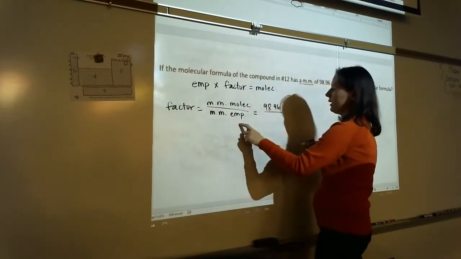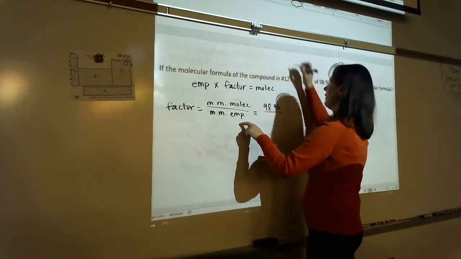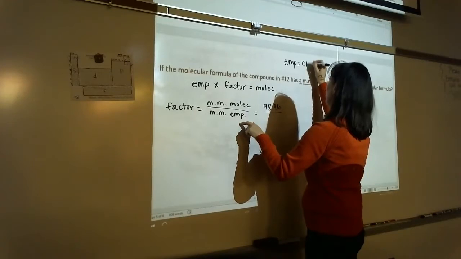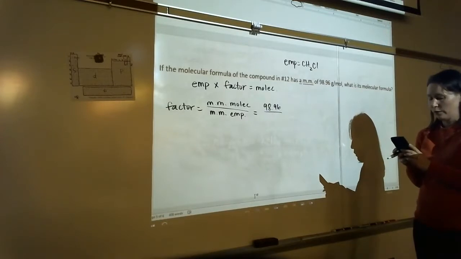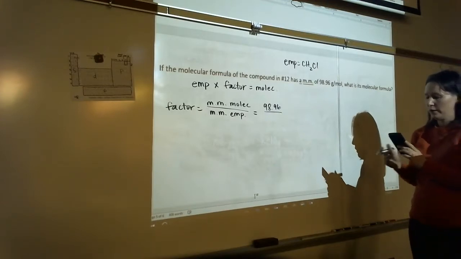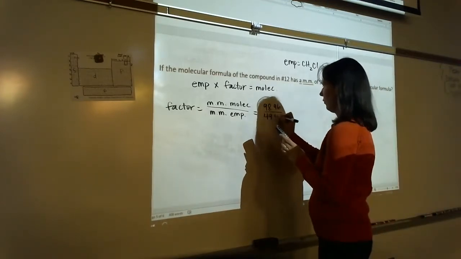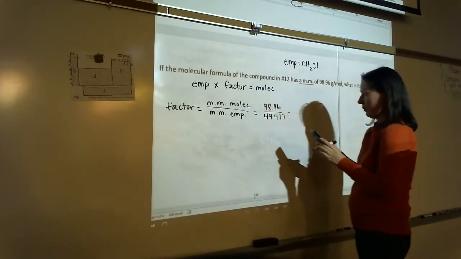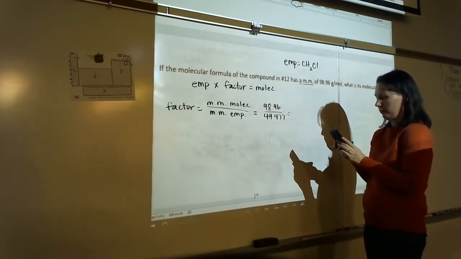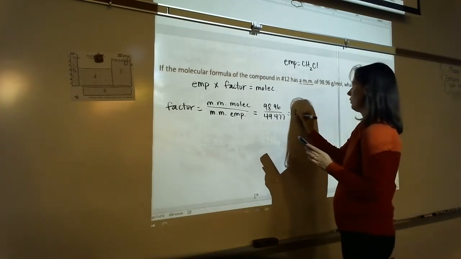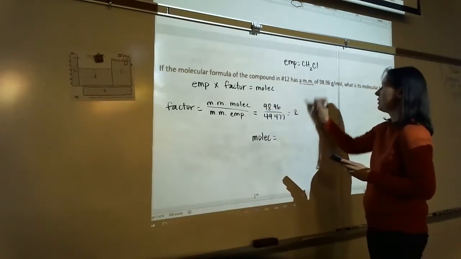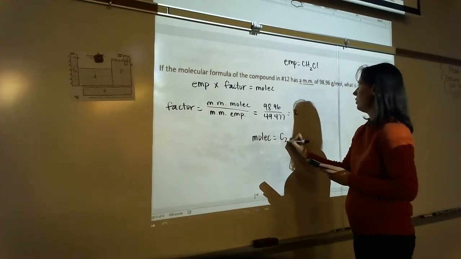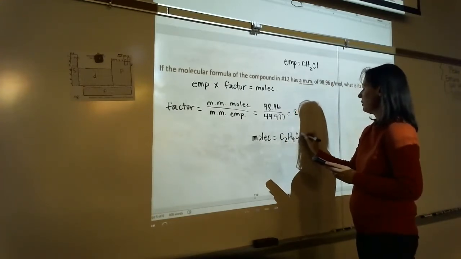98.96. And then how do we get this? You just calculate. The empirical is CH2Cl, so we just calculate its molar mass. 12.011 plus 2.016 plus 35.45 is 49.477. So 98.96 divided by 49.477 gives us 2, right on the money. So the molecular formula is just this times this: C2H4Cl2.